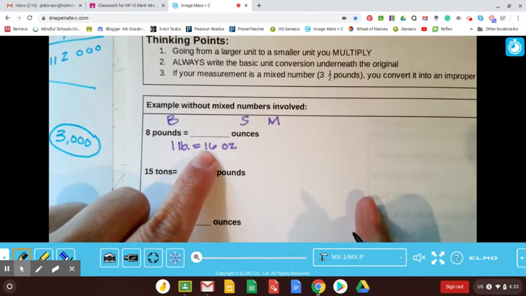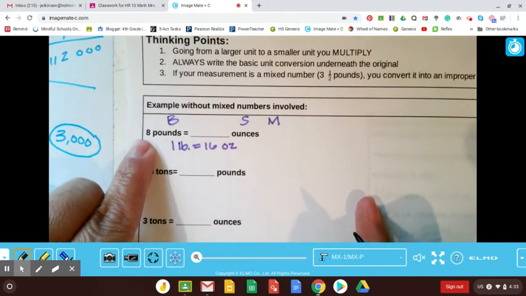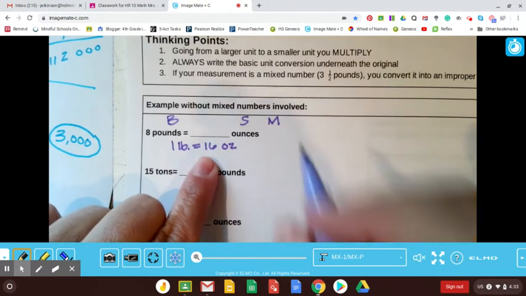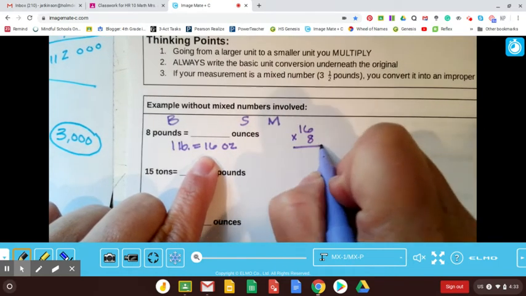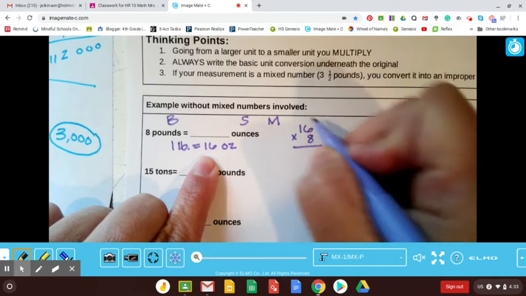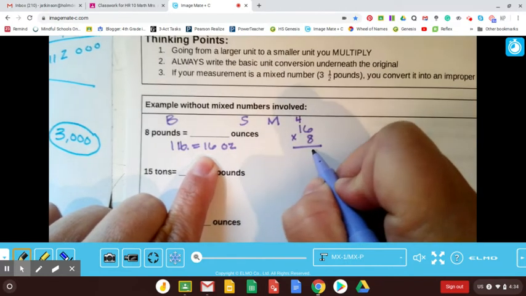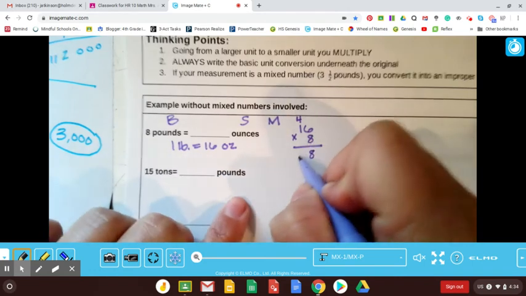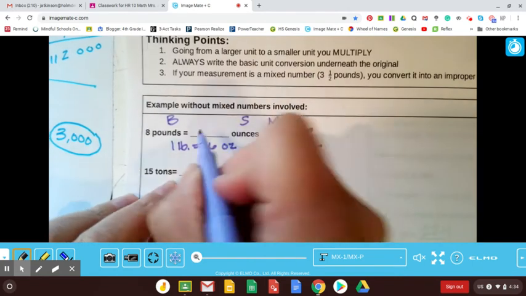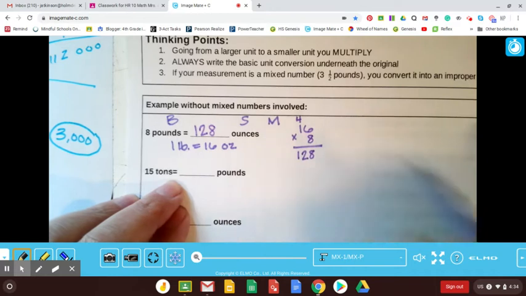So if 1 pound is 16 ounces, 8 pounds is going to be 8 times 16. So I'm going to do that over here, 16 times 8. And let's see what we get. 6 times 8 is 48. 8, 9, 10, 11, 12. So 128 ounces. Good job.